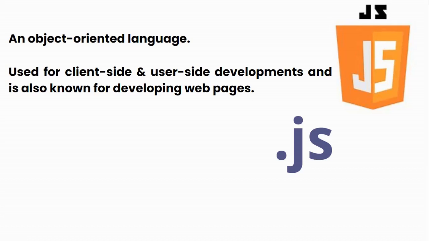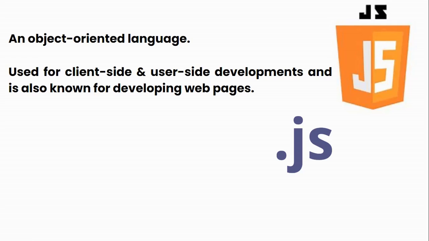JavaScript is also called a scripting language. But now everything in JavaScript is an object. So it is an object-oriented language. And the programs written in this language are called scripts actually. And with the .js extension, we are going to save those JavaScript files.